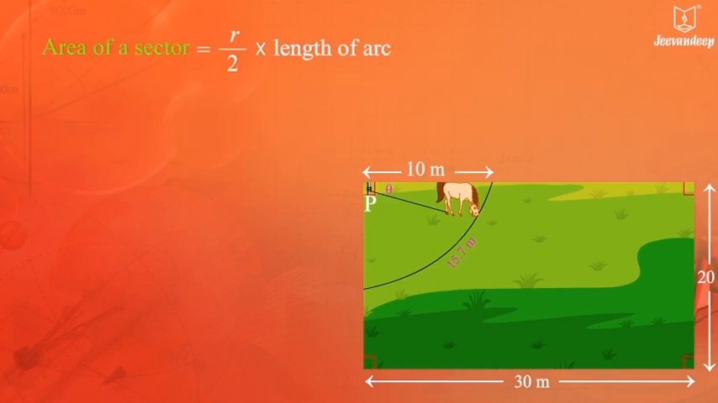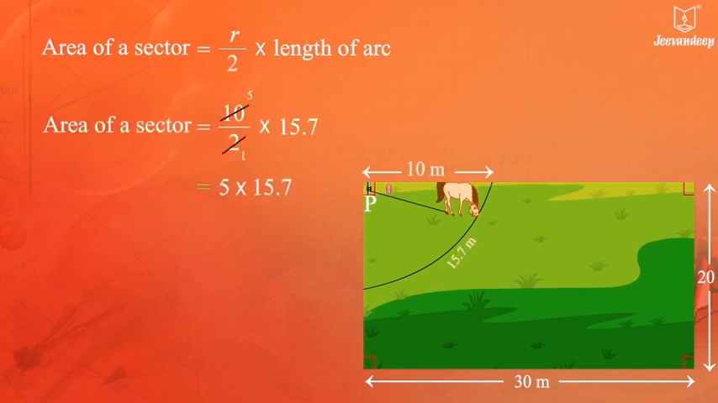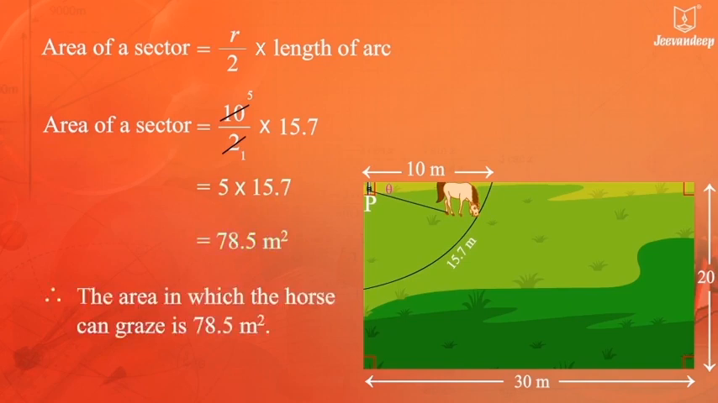Area of a sector is equal to r by 2 multiplied by length of arc. Area of a sector is equal to 10 by 2 multiplied by 15.7, is equal to 5 multiplied by 15.7, is equal to 78.5 meters square. Therefore, the area in which the horse can graze is 78.5 meters square.